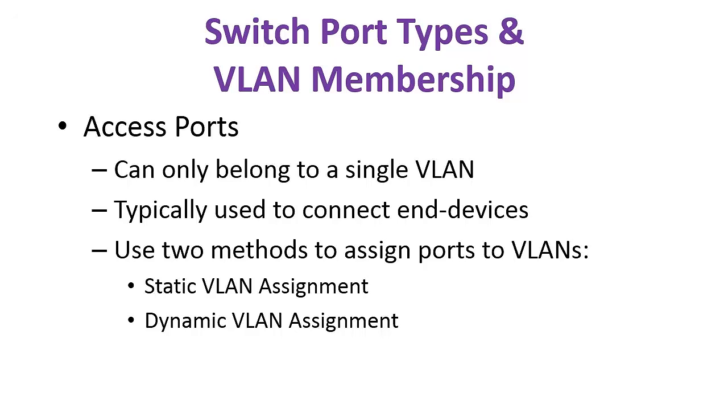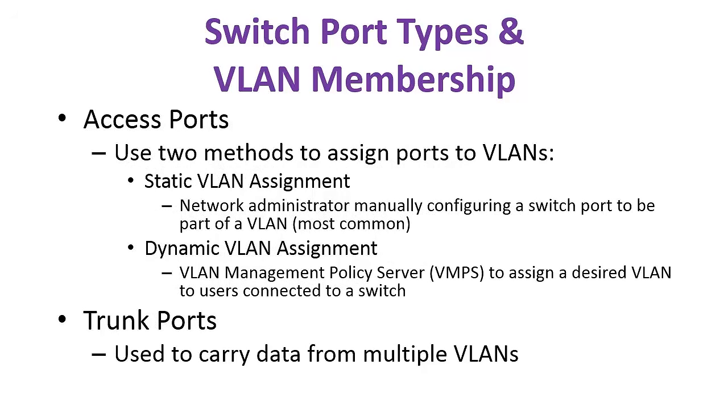So let's dig a little bit more into those two concepts. When we have a static VLAN assignment, the network administrator is manually configuring a switch port to be a part of a VLAN. The network administrator is programming the port to say you are going to be an access port and you're going to be associated with this specific VLAN. Now, you can do this dynamically, and this is not as popular, but there is something called a VLAN management policy server which can assign a desired VLAN to users connecting to a switch. We don't need to get much deeper than that for your exam, but you do need to know these two methods.